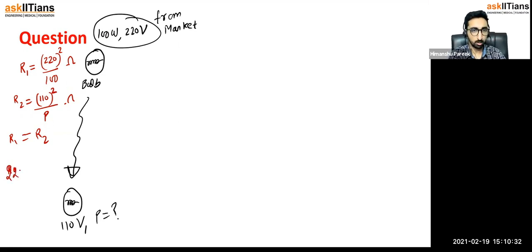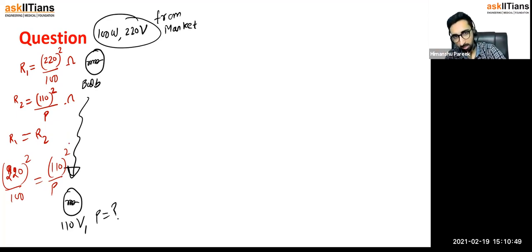So 220 whole square divided by 100 is equal to 110 whole square divided by P. Usually whenever we see such questions, a 100 watt bulb with 220 volt, and now we supply 110 volt, what would be its power, we get the answer 50 watt, and that option would also be there. But do not go this way; we have to think properly.